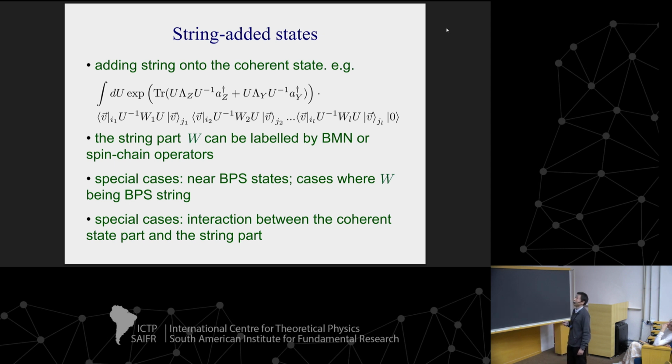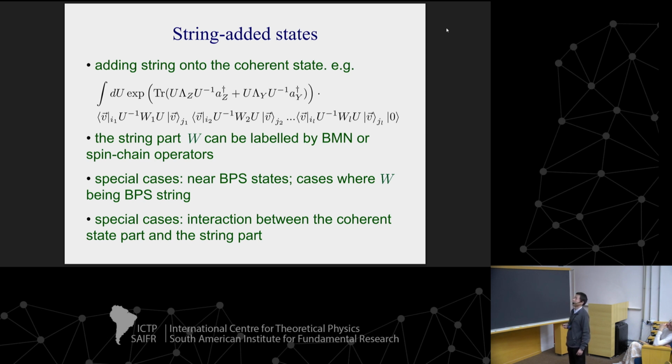The coherent states are also very convenient for adding strings. For example, we can have the BPS coherent state as this part, and we can also add a string, which is the W. And the string part, W, can be labeled by BMN operators and the spin chain operators. For example, W can be a product of fields like Z, Y, X, and D+.